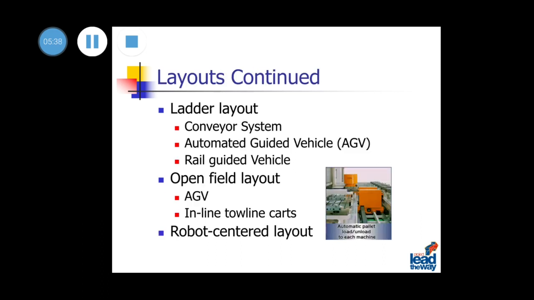In a ladder layout, again we can go for a conveyor system. We can go for AGVs, which we will discuss elaborately in a later section. Rail guided vehicles can be used. For an open field layout, again AGVs can be used. Tow line carts may be used. For a large manufacturing industry, a robot centered layout may also be possible.